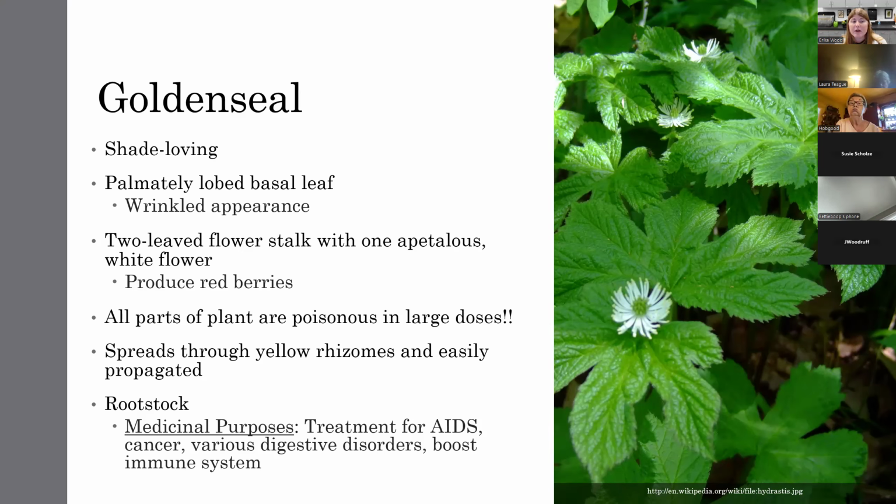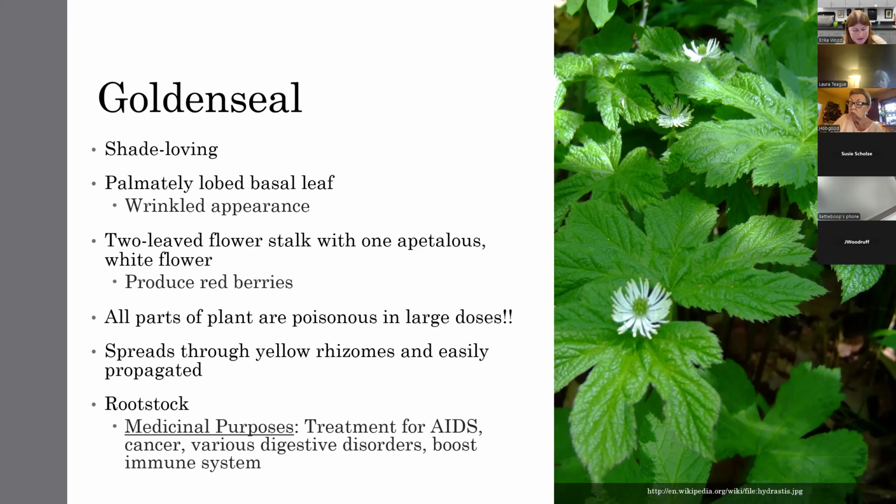So when it's mature, you'll have this two-leaved flower stalk that comes, and it will produce a white flower. It's actually apetalous in nature, meaning it does not have any petals. So what you see there, the white part, are actually the reproductive organs of the flower. So more than likely, the stamen, the anthers, the male pollinating parts of that flower. And so when this flower is pollinated, it will eventually give way to red berries.